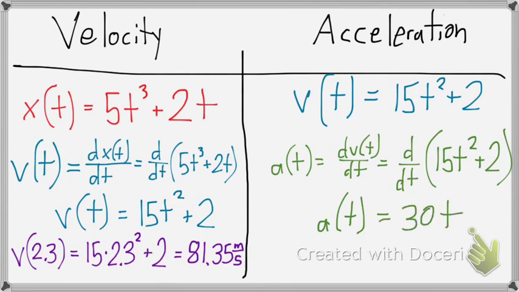But it didn't want to know what the acceleration function was. It wanted to know what is the acceleration at 2.3 seconds. So I'll just use this exact same function, but plug in 2.3 wherever I see a t, and solve it out. And I end up with an acceleration of 69 meters per second squared.